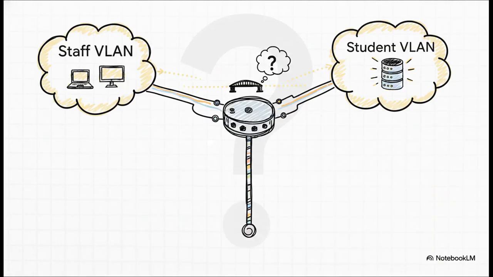All right, so you've done the right thing. You've set up your virtual LANs, creating these nice, secure, totally isolated networks. Awesome. But then, you hit that wall. What happens when someone on the staff VLAN needs to print to a printer on the student VLAN? How do you actually bridge that divide?